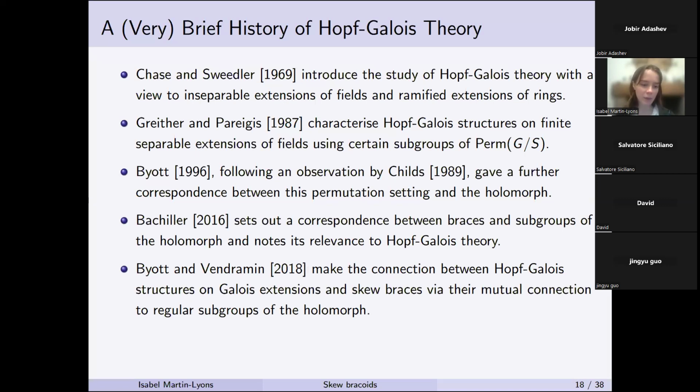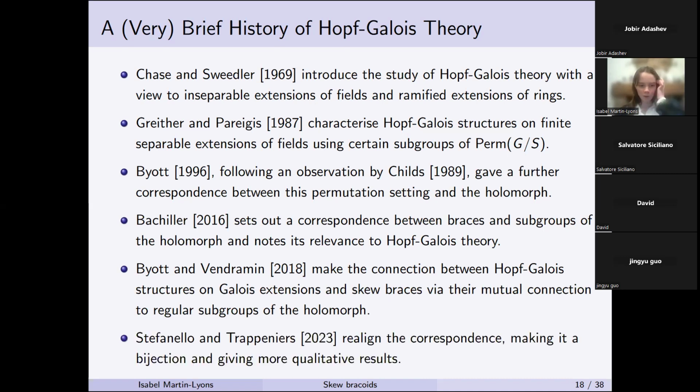Then Guarnieri and Vendramin in 2018, following the definition of skew braces in 2017, make the connection between Hopf-Galois structures on Galois extensions and skew braces via their mutual connection to regular subgroups of the holomorph. And much more recently, Stefanello and Trappeniers realign the correspondence, making it a bijection and giving more qualitative results. So these last 3 bullet points are all working with braces and then skew braces. And it's this work that we've generalized to the separable and skew bracoid case. So that's what I'm going to discuss now.